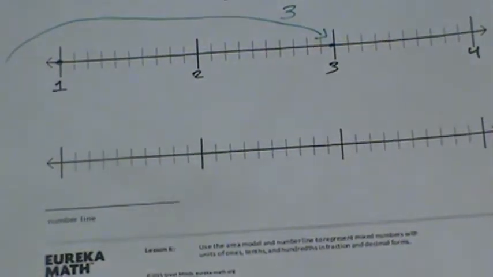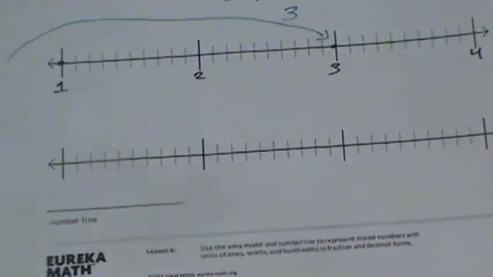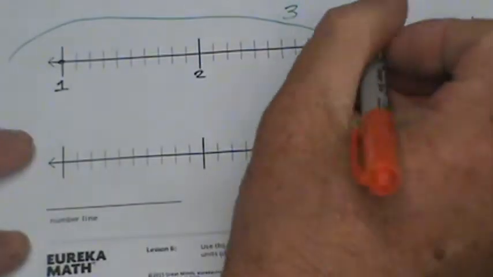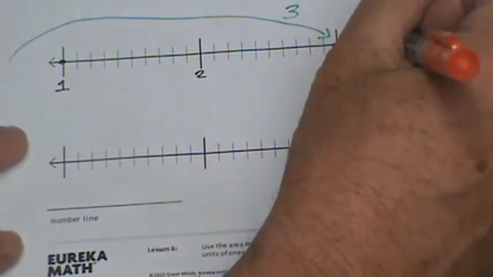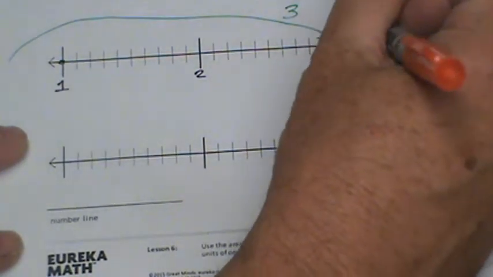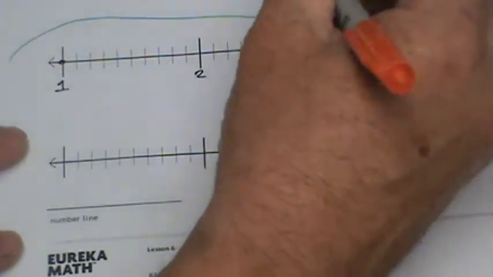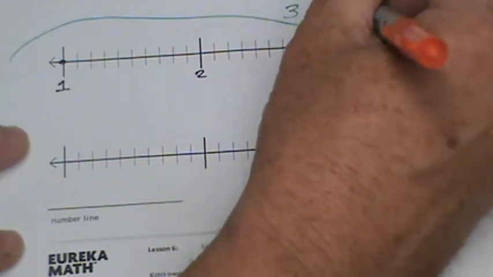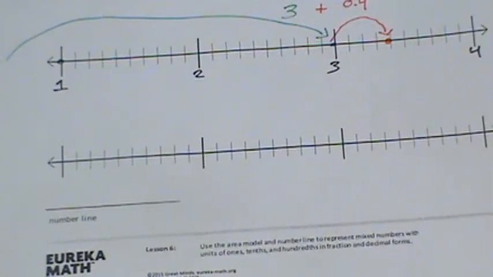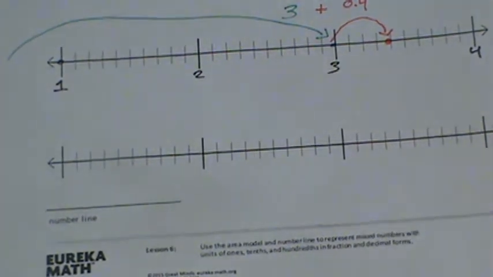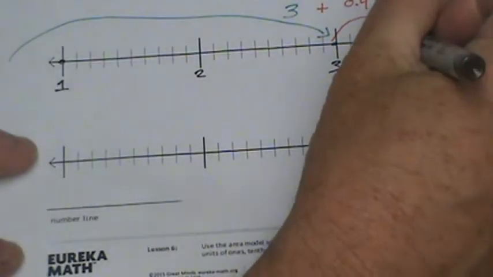Now to do 4 tenths. Remember, my tenths I put in orange. So I'm going to go 1 tenth, 2 tenths, 3 tenths, 4 tenths. And boo! There's my 4 tenths. So it's 3 plus 4 tenths. And then finally, what color do we use? We use brown for the hundredths. It's 6 hundredths right there.